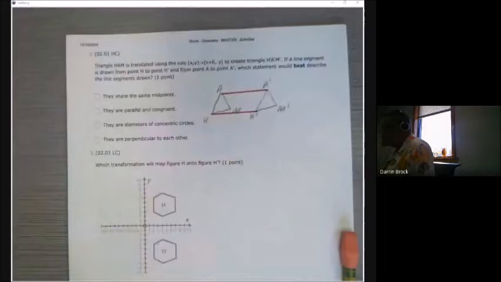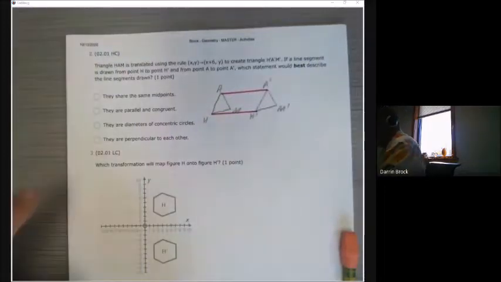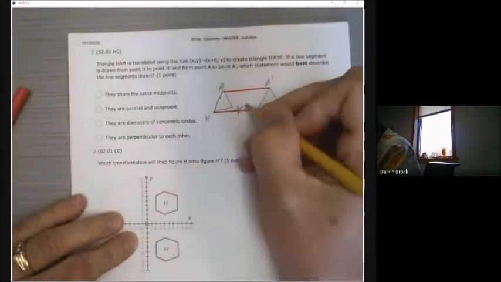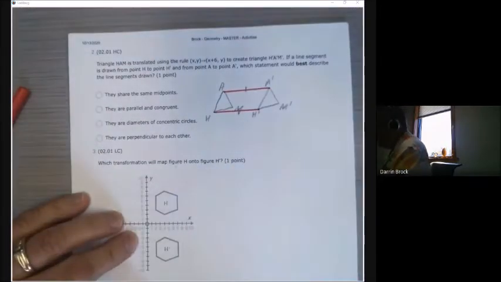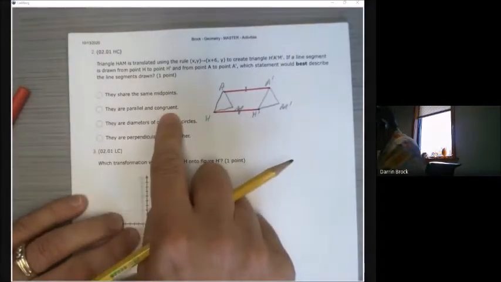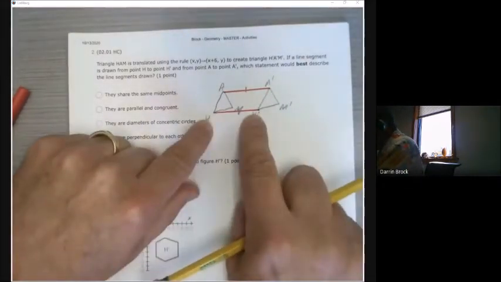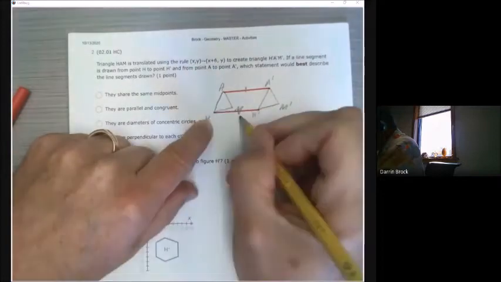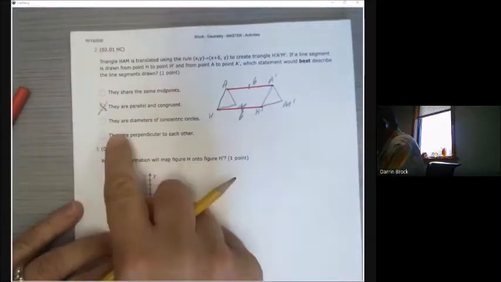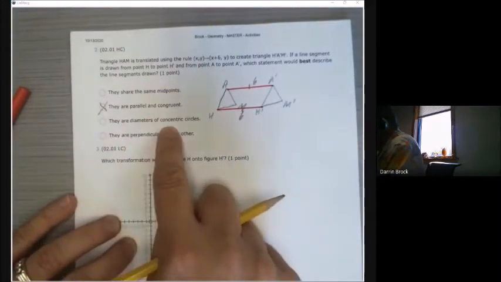What would be true? They share the same midpoints. Is that true? No, the midpoint of this line segment would be somewhere around here, and this would be somewhere around here. It's not the same midpoint. They're two different places. They're parallel and congruent. This should have a length of 6 because we added 6, and this should have a length of 6. They should be parallel because they all move the same direction. This should be true. We'll check this.